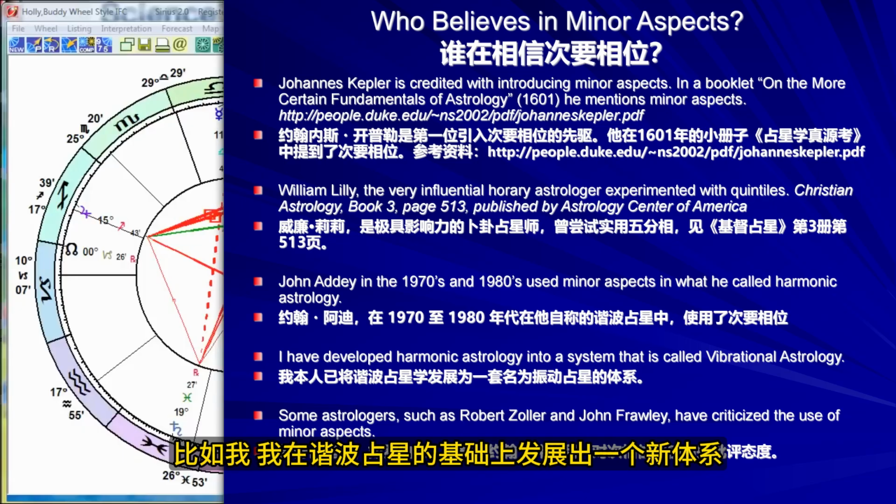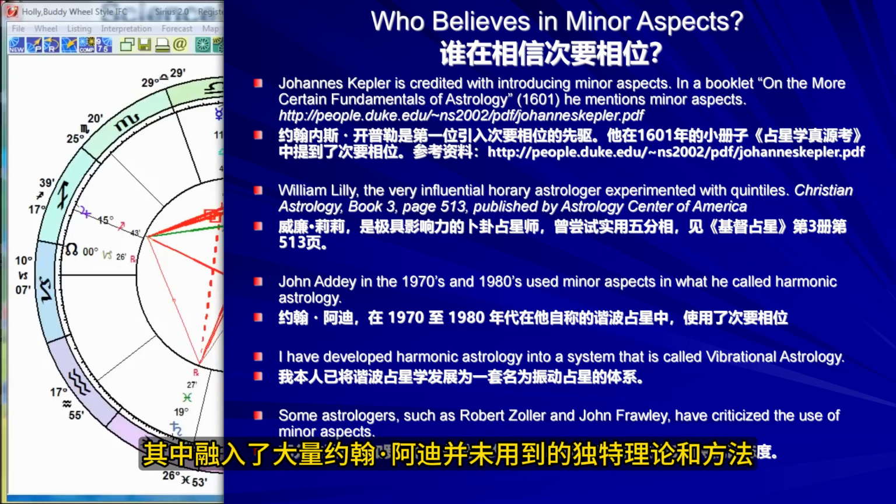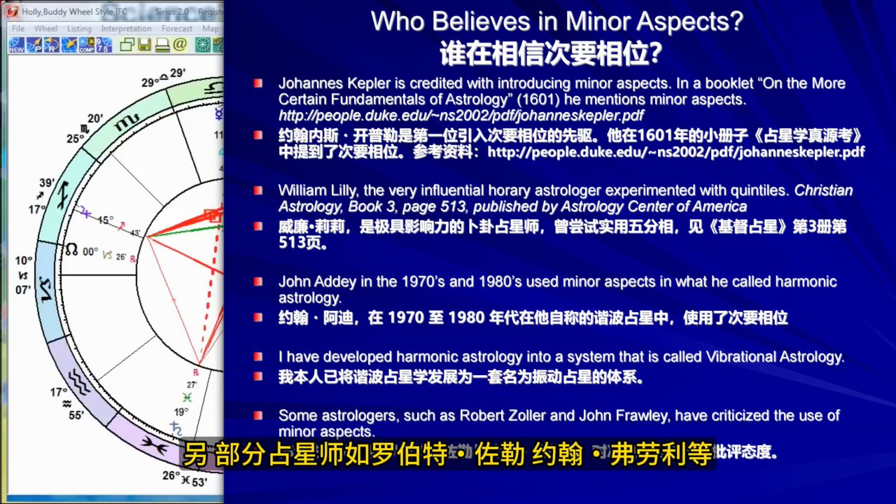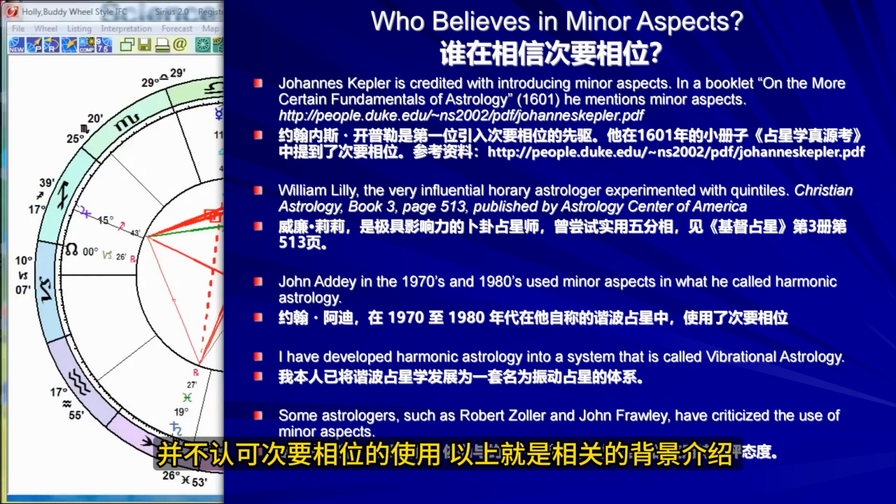And my variation of harmonic astrology, which uses a lot of specific ideas not used by John Addy, I now call vibrational astrology. And in vibrational astrology, as with the general concepts laid out by Addy, harmonic charts are very important. And note that some astrologers, such as Robert Zoller and John Frawley, have criticized the use of minor aspects. So that gives you some general background to the idea.